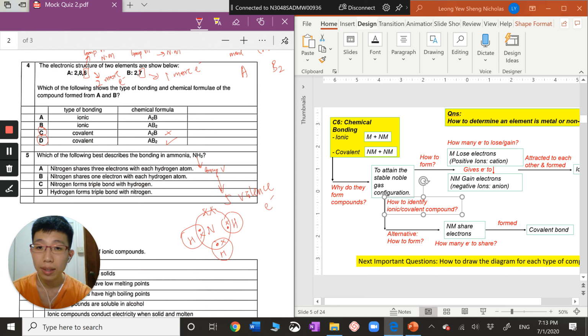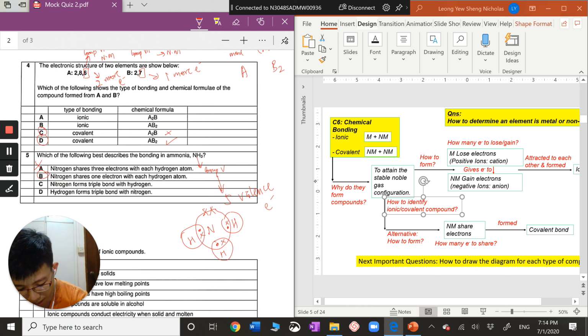In this case, let's check which statements best fit this diagram. Nitrogen shares 3 electrons with each hydrogen atom. Is this true? No, because we notice that each hydrogen only shares 1 electron. That's why my answer will be B. N forms a triple bond with hydrogen. This one is false, because for one single bond, it means you share 1 electron.